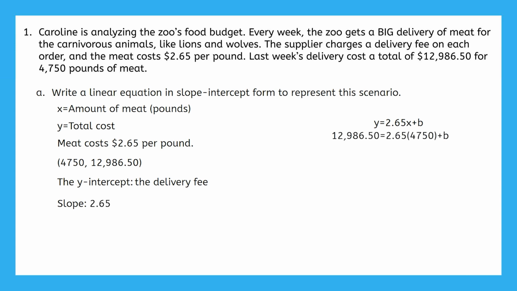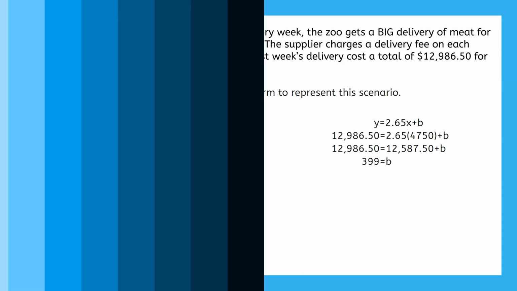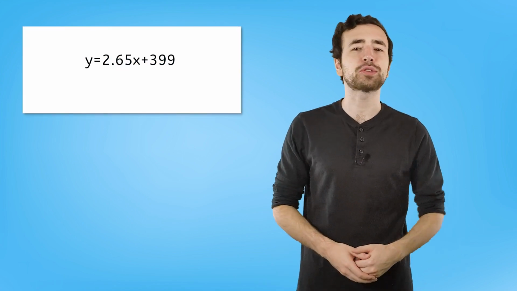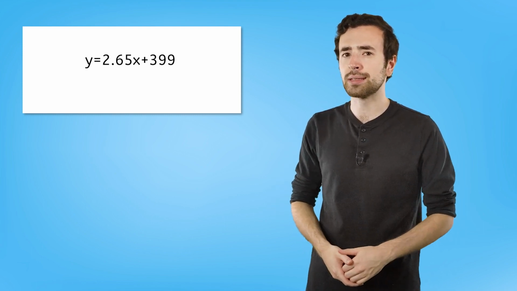If we substitute 4,750 for x, 12,986.50 for y, we can simplify and subtract from both sides to get b by itself. And we get that b is 399. Now that we have b, we can write our final slope-intercept equation. But more importantly, we can help Caroline. How much is she being charged as the delivery fee for her weekly meat delivery?